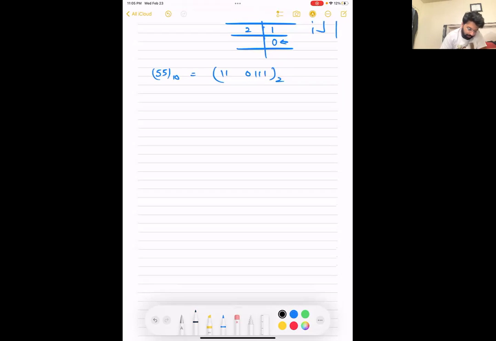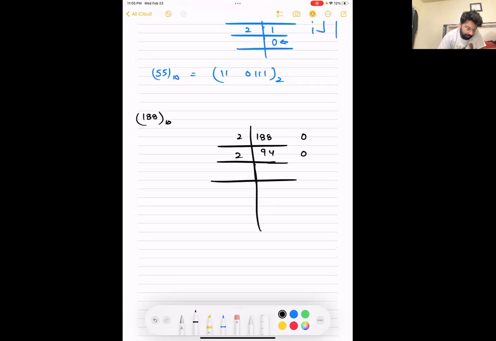Now let's do the next problem. It's 188 in decimal. Let's use the same method to solve it. 188 is an even number, so I'm gonna put 0 here. 188 divided by 2 is 94. 94 is an even number. I'm gonna put 0 again. 94 divided by 2 is 47. Okay, 47 is an odd number, so I'm gonna put 1 here. 47 divided by 2 is 23. 23 is an odd number. I'm gonna put 1. 23 divided by 2 is 11.5, so I'm gonna put 11. 11 is an odd number. I'm gonna put 1 here again.